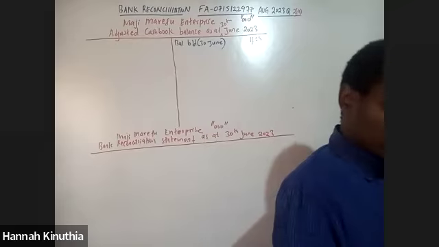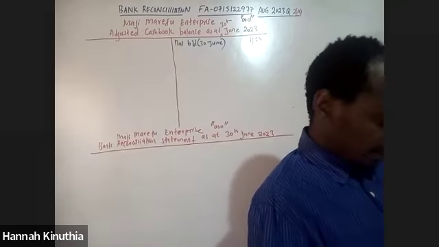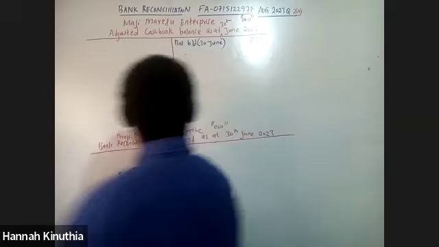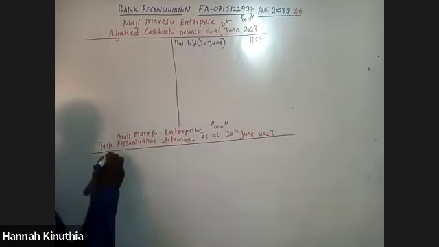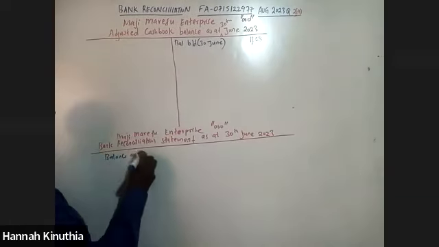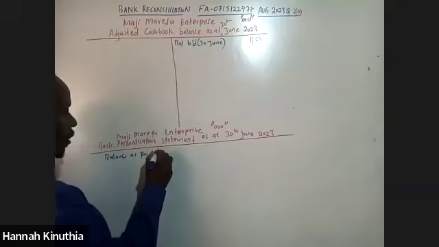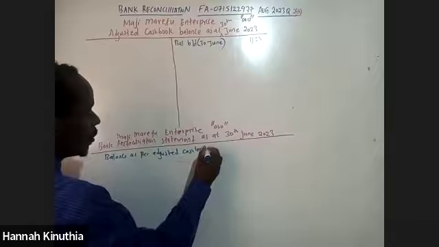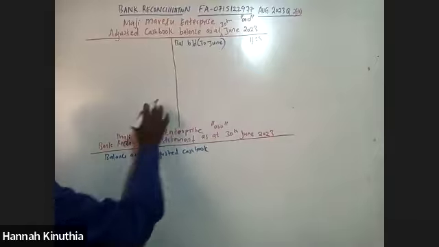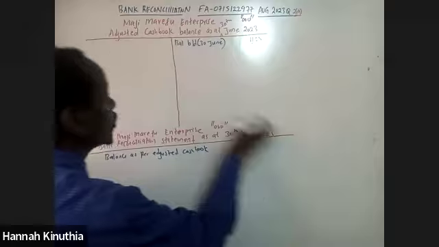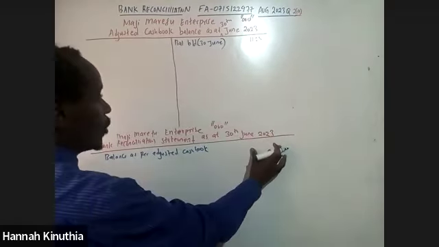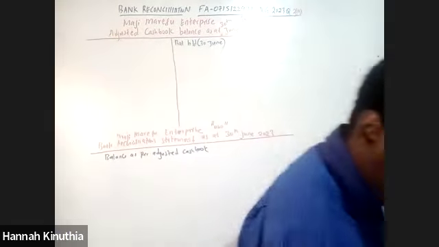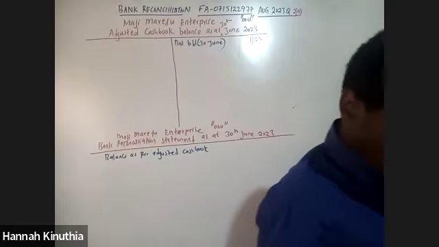Now let us start adjusting. And remember here, we are supposed to start with the balance as per adjusted cash book. For now, we don't have the balance at the end, so it remains like that. Once we correct the cash book, we shall put the balance here. But for now, we cannot put the balance there. Are we okay?